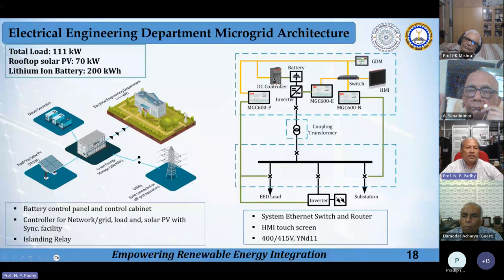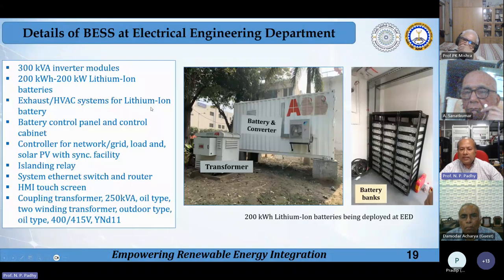So my main target is to evacuate all the power through rooftop solar PV, consume it properly, and the rest of the amount I can take from my main grid. And during off-peak hours, that PV energy can be stored in the battery and maybe discharged during peak hours. Now, similarly, you could see the physical ABB battery in the campus, which is close to 200 kilowatt hour lithium ion.